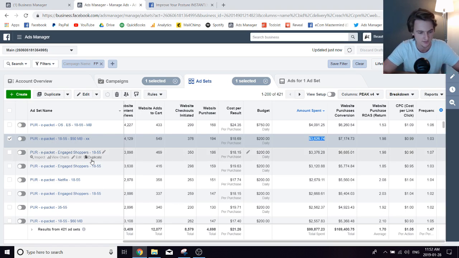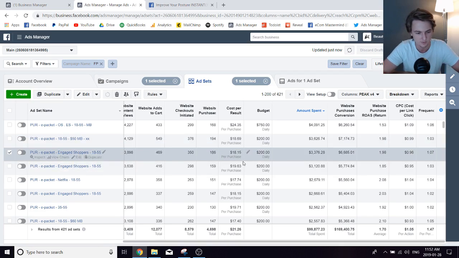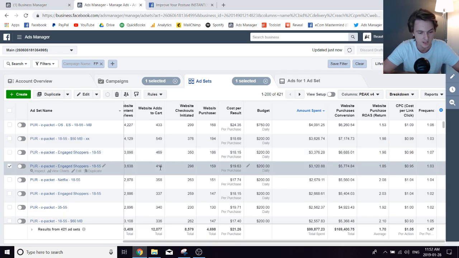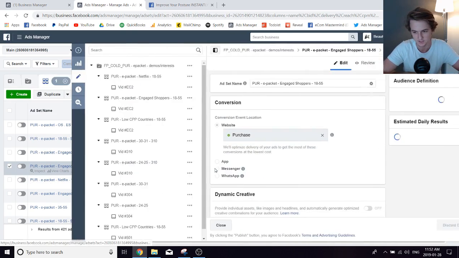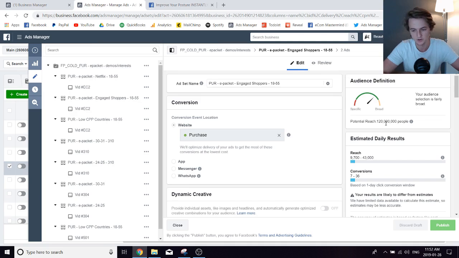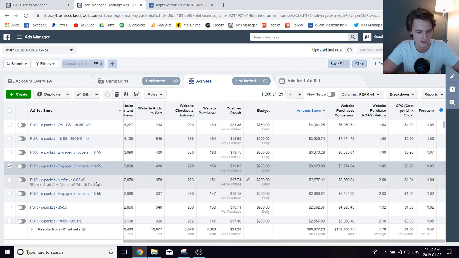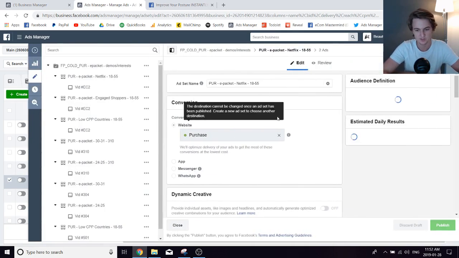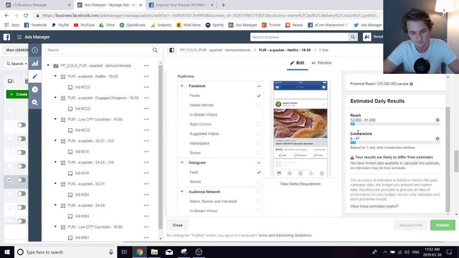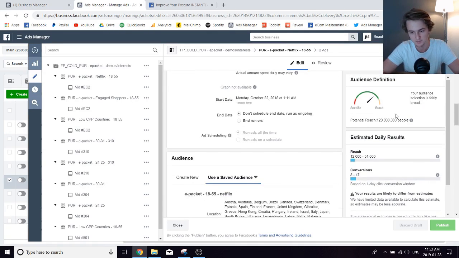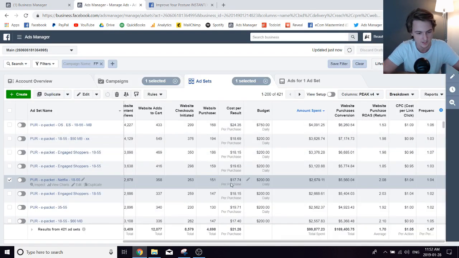I had a bunch of these. This one is the exact same thing except engaged shoppers. Once again, profitable. And then this one is just a duplication of it. And these audiences are so big, right? Like how big is one of these audiences? 120 million people, right? So you can duplicate all you want. You're not going to have audience overlap. I was targeting broad interests as well. Like this one is just Netflix. And as you can see, 120 million potential reach. So it's doing great. Engaged shoppers, same thing.